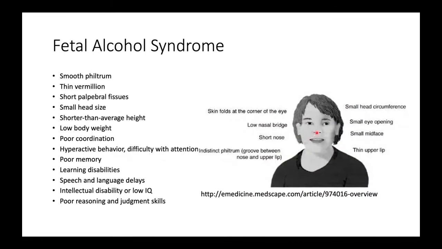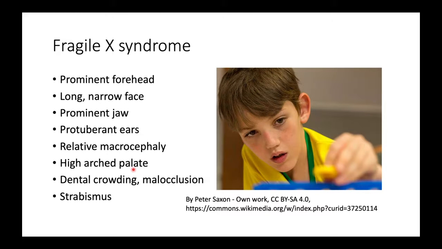We spoke about fetal alcohol syndrome, in which they have the epicanthal folds, the broad nasal bridge, the anteverted nares, the smooth philtrum, the thin upper lip, small mid-face, and then all of these developmental issues. And then the last syndrome I want to share with you, which I hope you will read about, is Fragile X syndrome. It's the commonest genetic cause of intellectual disability in males. These children have a prominent forehead, long, narrow face, prominent jaw, large outturned ears, high arch palate, dental crowding or malocclusion, strabismus, and when they've gone through puberty, they develop enlarged testes, so macroorchidism.